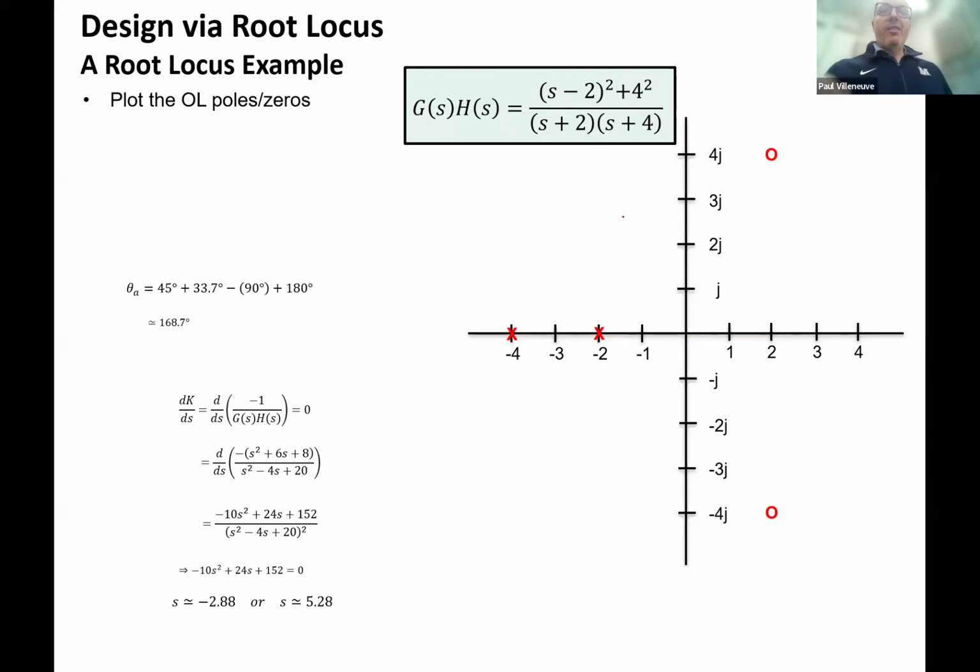But the reason why the zeros are included here is because we know we want to cross into the right-hand half plane, because we want our system to get higher and higher levels of underdamping, or less and less damping.